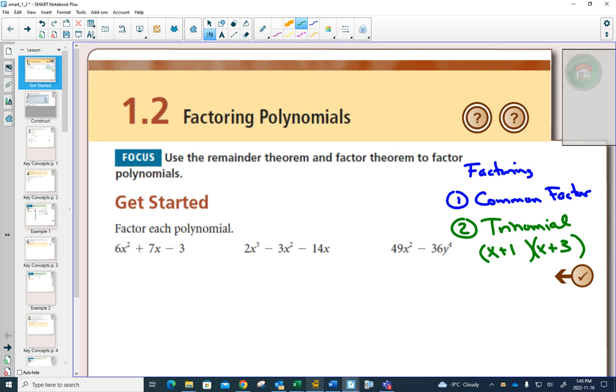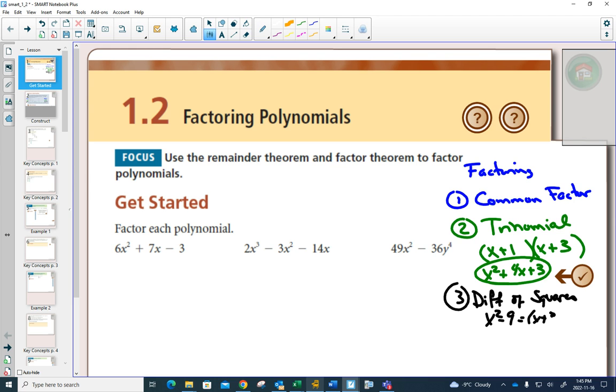X plus 1 times x plus 3, that's equal to x squared plus 4x plus 3. This is a trinomial, and usually you can factor trinomials. Not always. And then 3 is a type of factoring called difference of squares. That's when you have something like x squared minus 9, and that's x plus 3, x minus 3, when the first ones are squared and the last one is squared, and there's a difference in between. These are the main factoring things that you've had up till now.